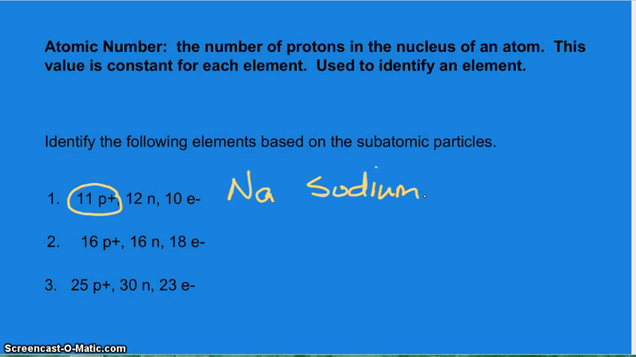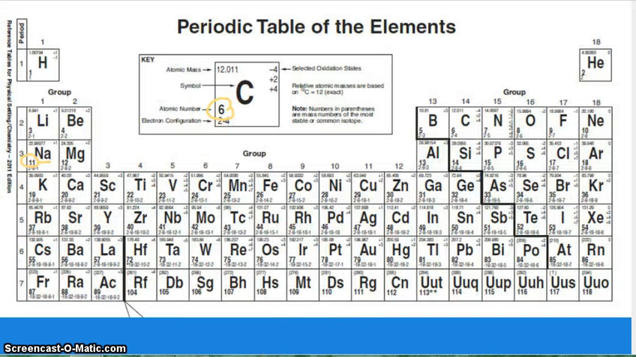Alright, let's try the next one. The next one here, number 2, has 16 protons, 16 neutrons, and 18 electrons. Again, if we want to identify the element, we only need to worry about just the protons. So we're going to go look again right back at the table, and we're going to look for number 16.